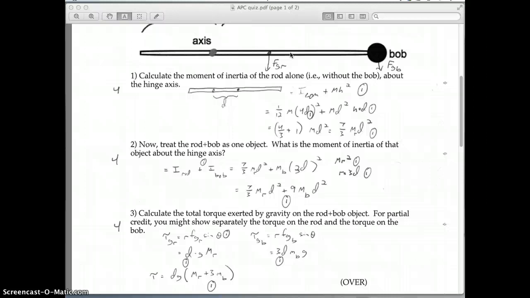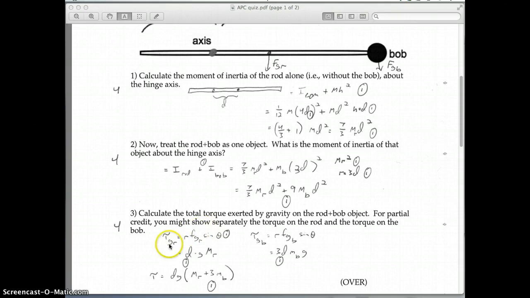You can treat an object as being located at its center of mass for the purposes of calculating gravitational potential energy. We had a problem like that in this unit. You can treat it as an object located at its center of mass for the purposes of calculating torque, as we will do in number 3. But you can't just treat an object as a point particle located at its center of mass for the purposes of calculating moment of inertia. But you can for the purposes of calculating the torque.